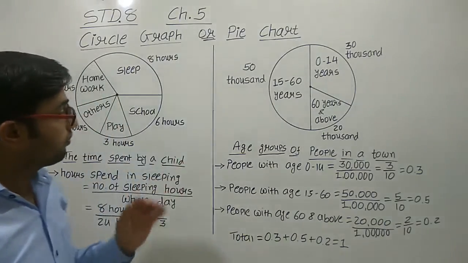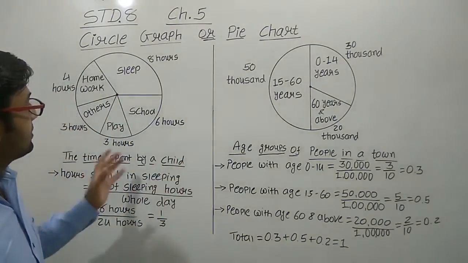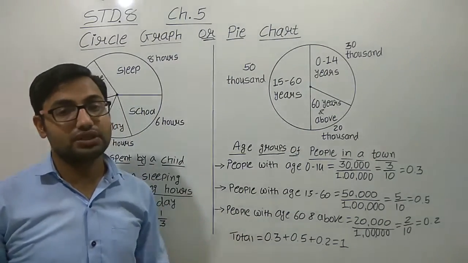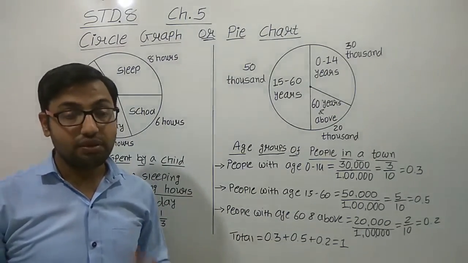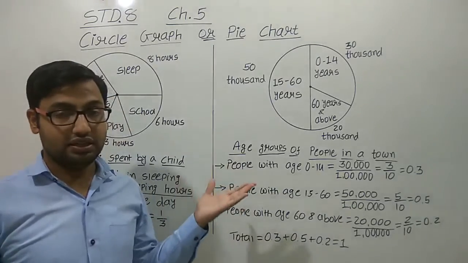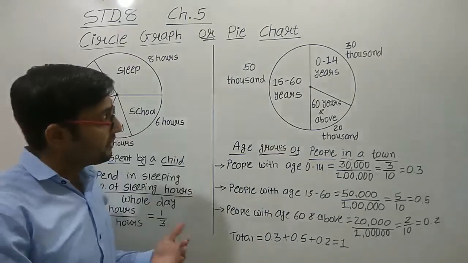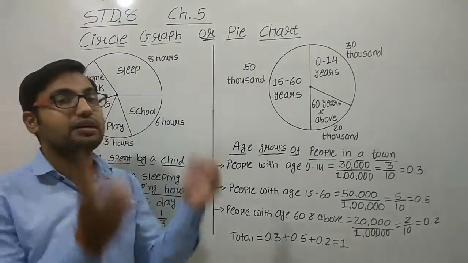Now this new topic is also related to some kind of picture representation, graph representation, but the graph here is different, right? We have to represent the information in a circle.